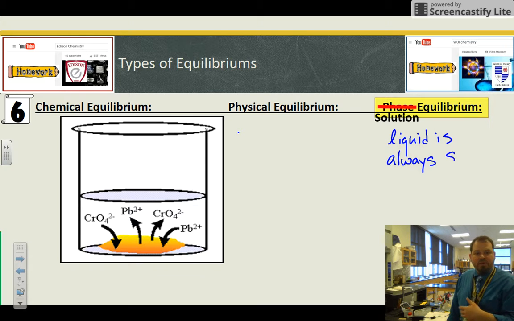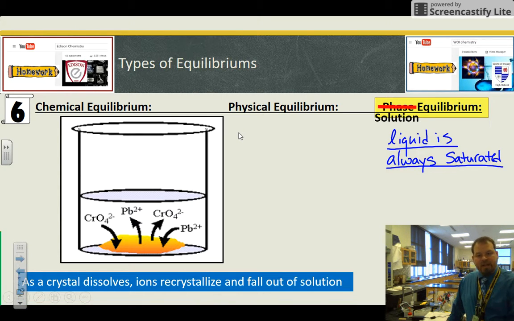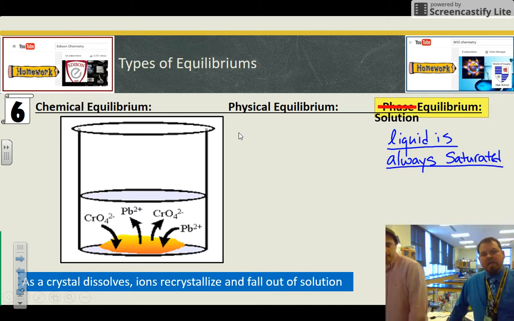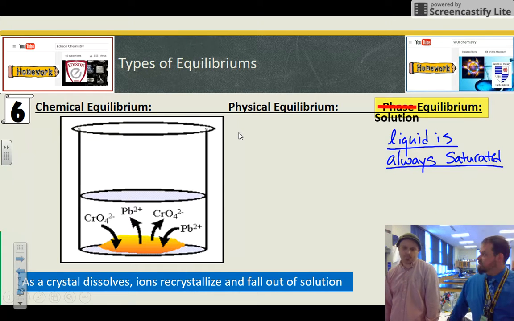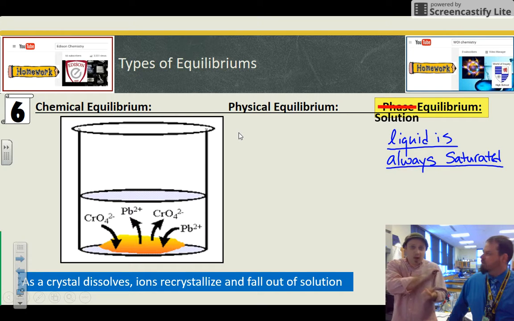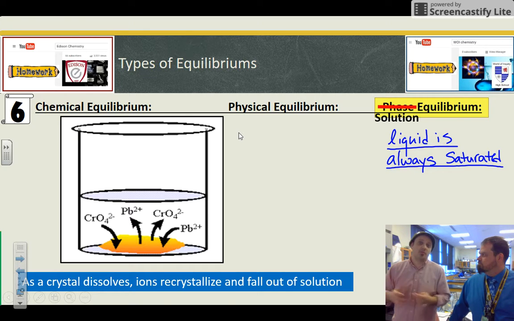So now every time a crystal goes into solution and dissociates, some ions have to reform and come back out of solution and form crystals. And that's going to happen continuously, and it'll look like nothing's happening. It is always going to be a saturated solution above the crystal. You've got precipitate sitting on the bottom. What it means is that the liquid above it has dissolved as much of the precipitate as it can. And you won't notice it quite right away.